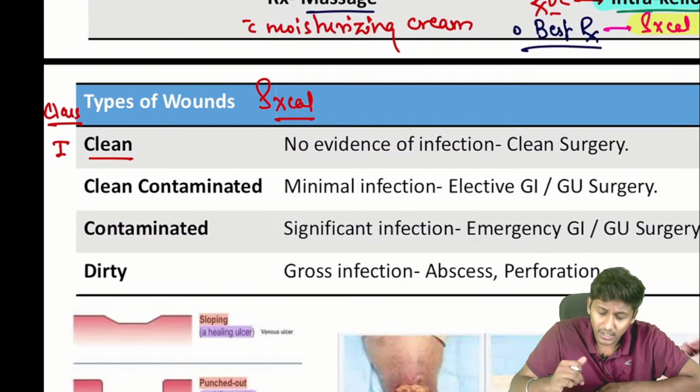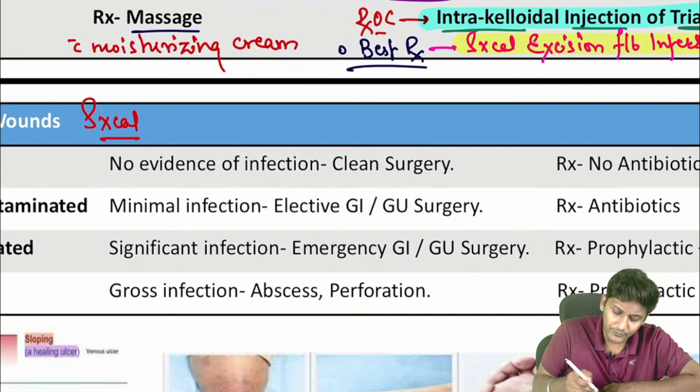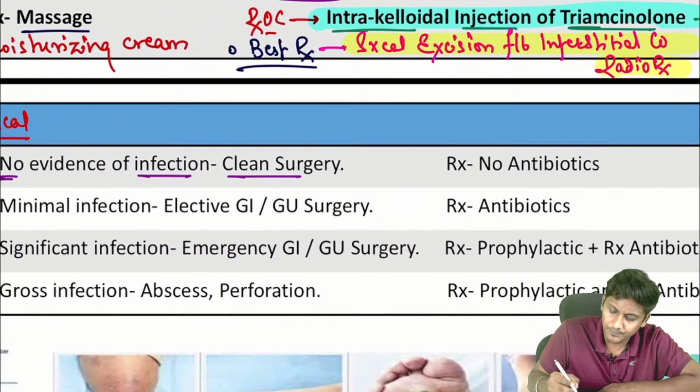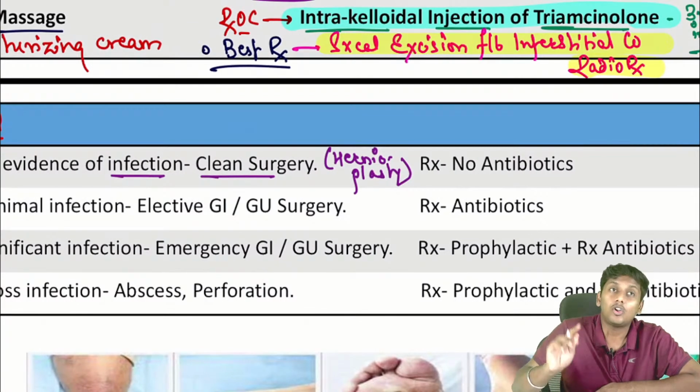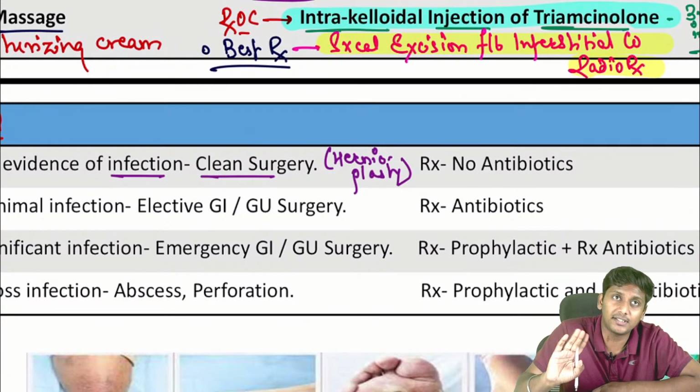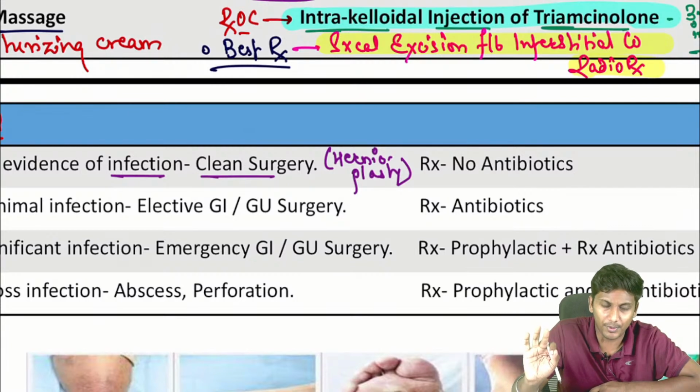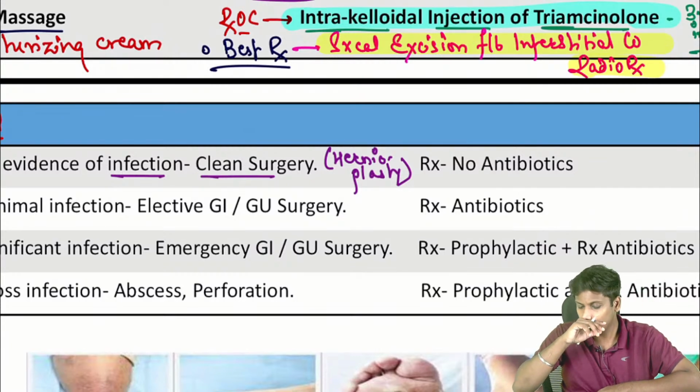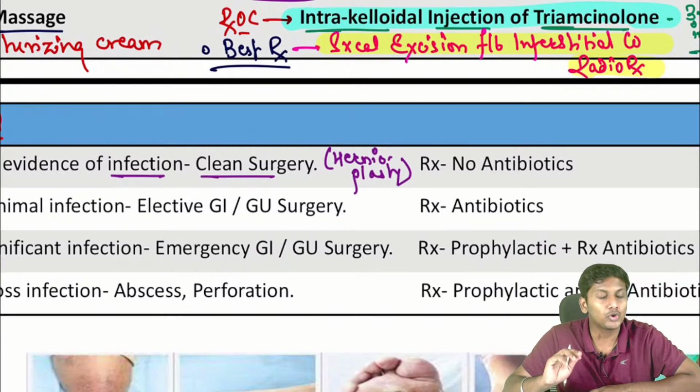So class 1 wound which is there, it is a clean surgery or a clean wound. There is no evidence of infection. It is a clean surgery, something like a hernioplasty. Not a strangulated hernia, not an obstructed hernia, not a complicated hernia, the simple type of hernia that we are operating. So definitely the normal hernioplasty is a clean surgery, no evidence of infection.